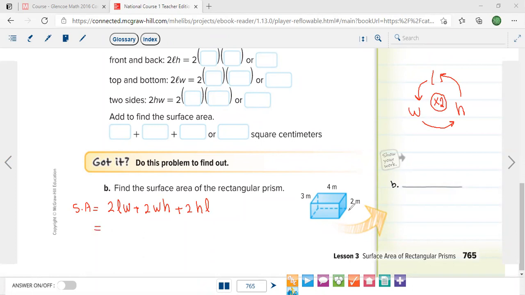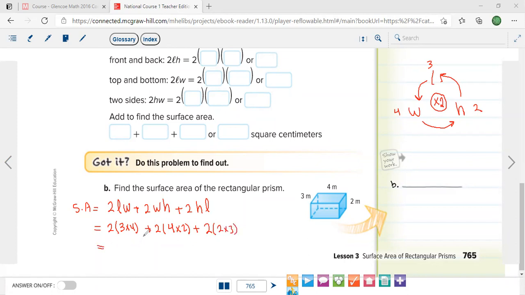So the same. It's like 2 and 3 and 4. So we can say that the length is 3 and the width is 4 and the height is 2. All of them meters. So 3 times 4, then 4 times 2, then 2 times 3. Don't forget this 2. So 2 multiplied by 3 times 4, plus 2 multiplied by 4 times 2, plus 2 multiplied by 2 times 3.